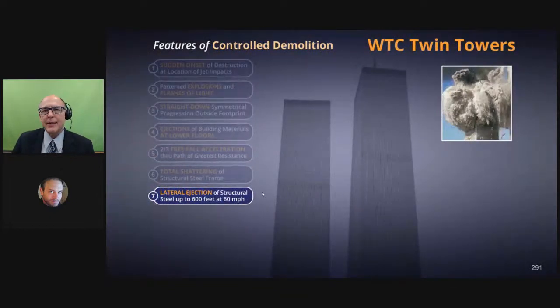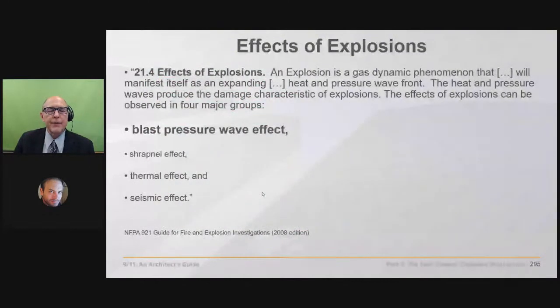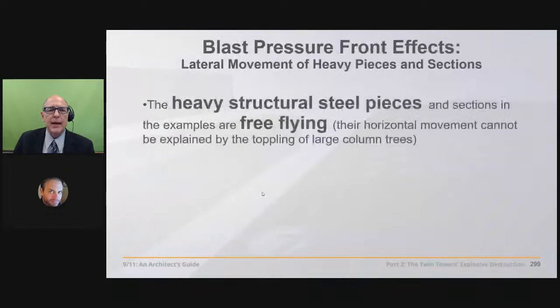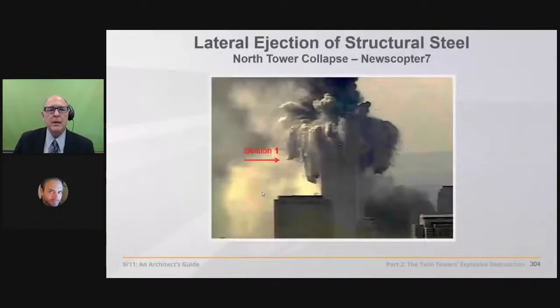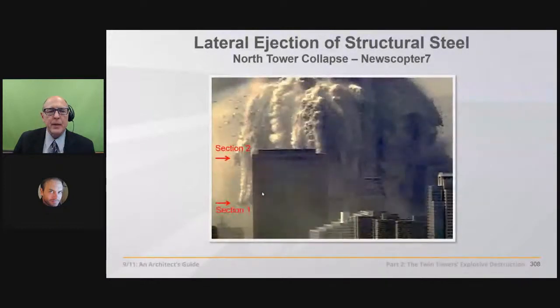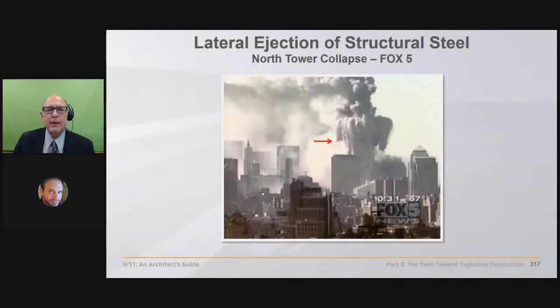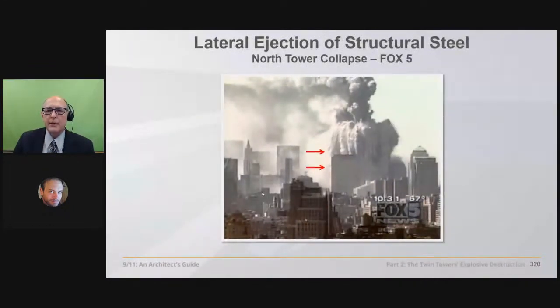Feature number 7 is their lateral ejection. Let's go back to the National Fire Protection Guide and let's see if there are additional effects of explosions. Blast pressure wave effects. Heavy structural steel pieces freely flying. Yes, freely flying. 300 to 600 feet in every direction away from the World Trade Center towers.